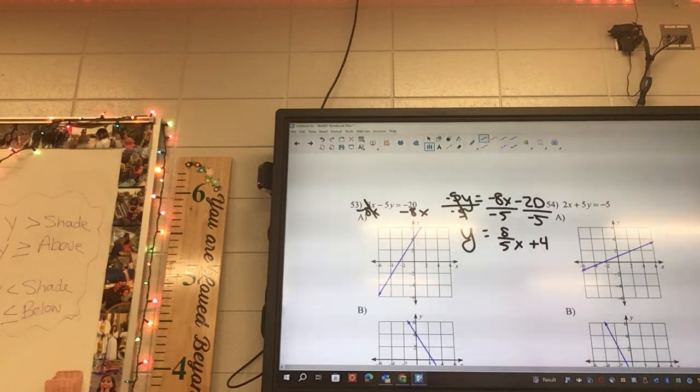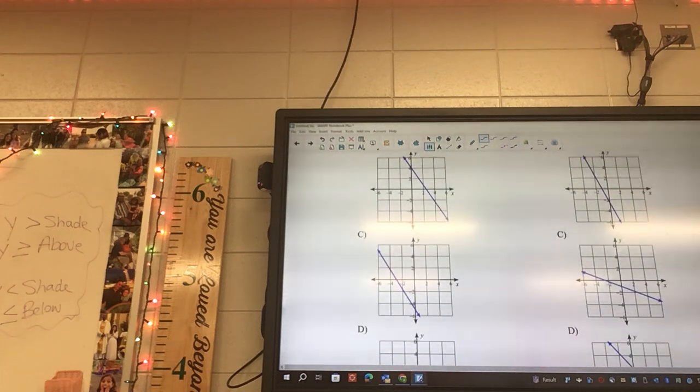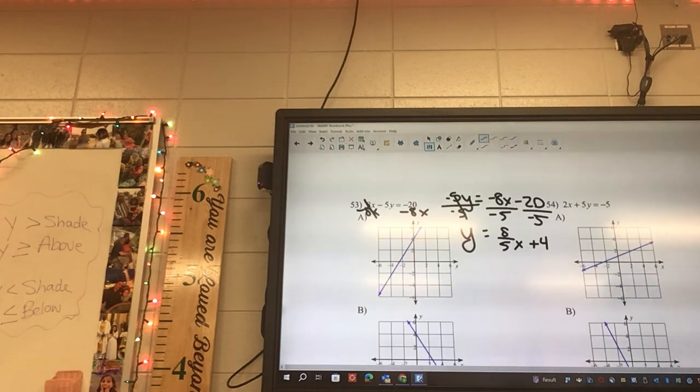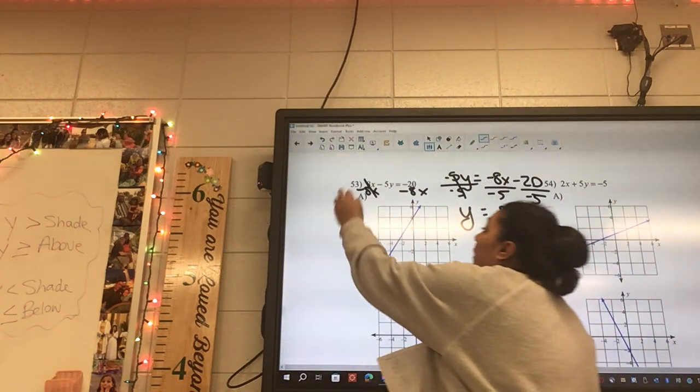Okay, so does A work? Yep. What about B? Yep. C? Nope. And D? Nope. So C and D definitely don't work. So is it A or is it B? It's A. Why? It's positive. So it's gotta be A.